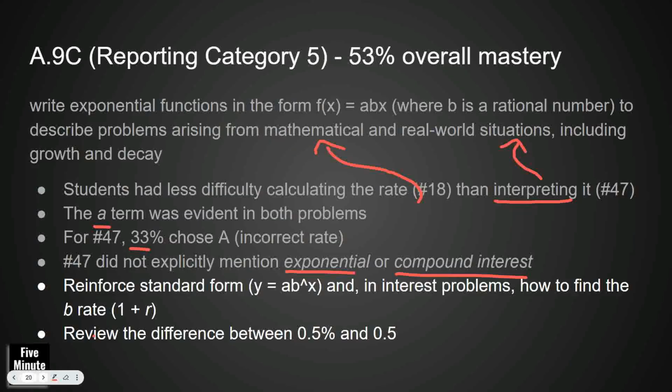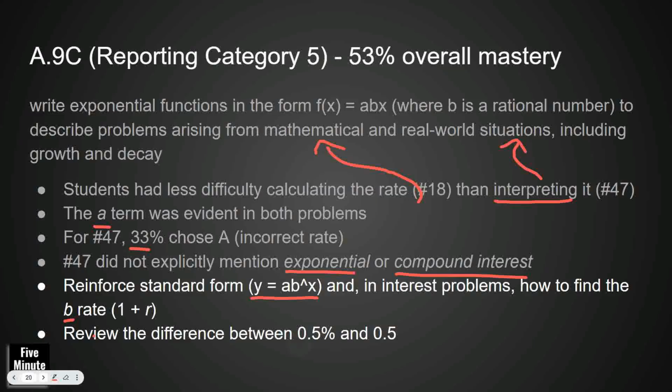So we need to reinforce the standard form that's not on any of the reference materials, y equals a times b to the x. And then we need to find this b rate of 1 plus that interest rate. And if it's a decay rate, then it would be 1 plus a negative, and it would end up being less than 1, right? So a growth rate is going to be greater than 1. A decay rate is going to be less than 1.